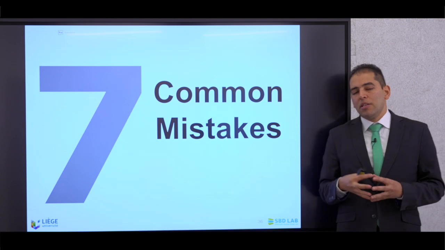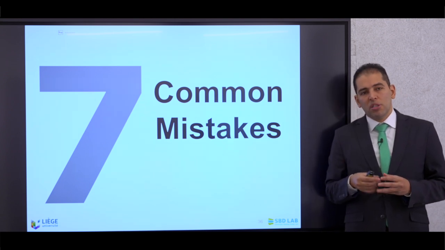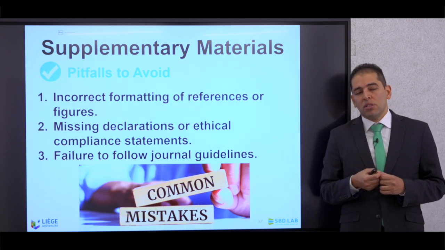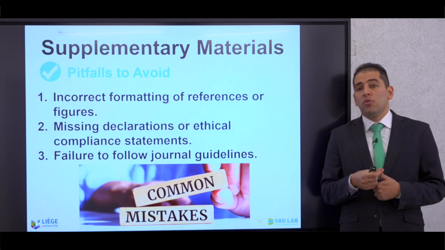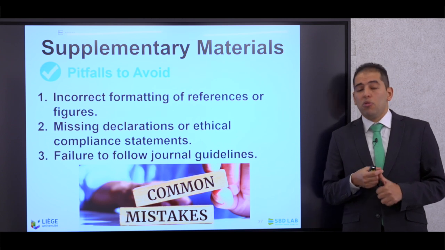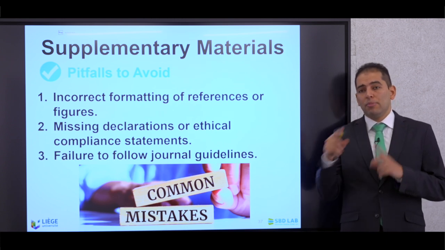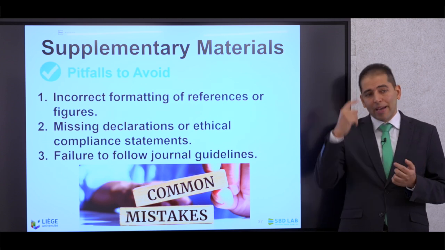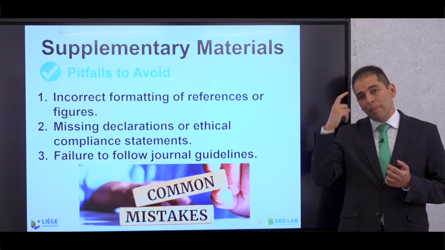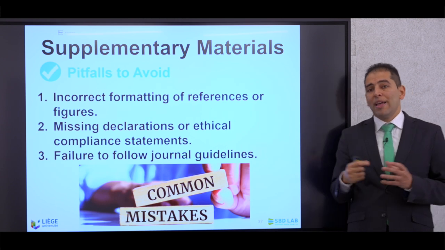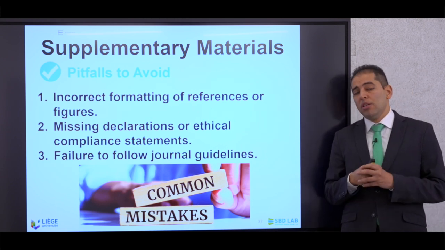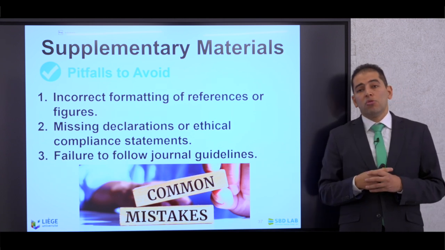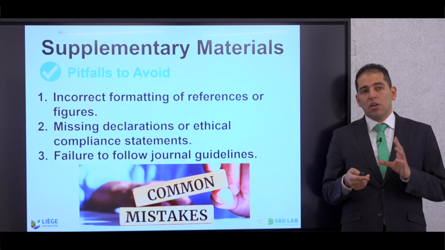Now, what are the common mistakes we can find when preparing manuscripts in general that most early career researchers make? First of all, there are some pitfalls that need to be avoided. For example, incorrect formatting of references. This is very common. Or figures: people mess up the figures, the captions, not mentioning or citing the figure in the text. Missing declarations: I mentioned 5 or 6 declarations, including the ethical compliance statement, that you miss. You need to always be preparing them and uploading them. Or failure in general to follow the journal guidelines. So these are the common pitfalls.